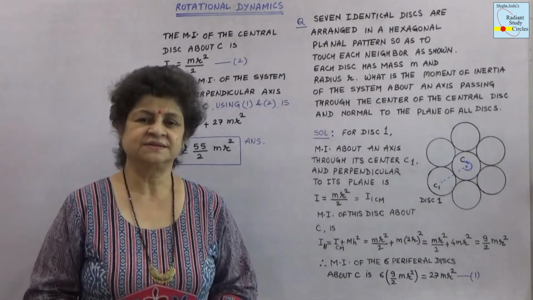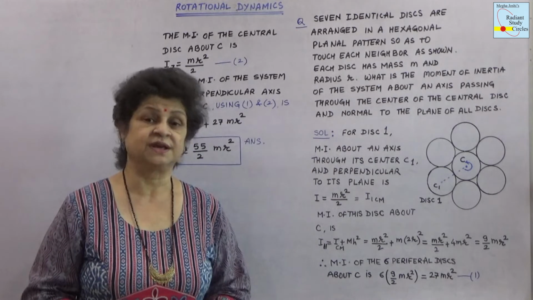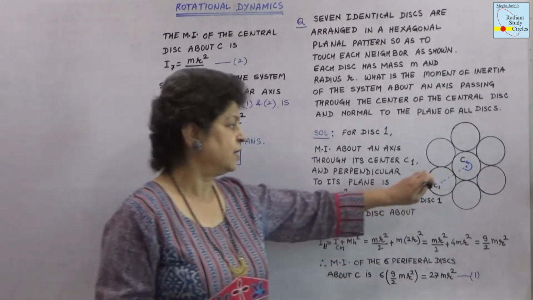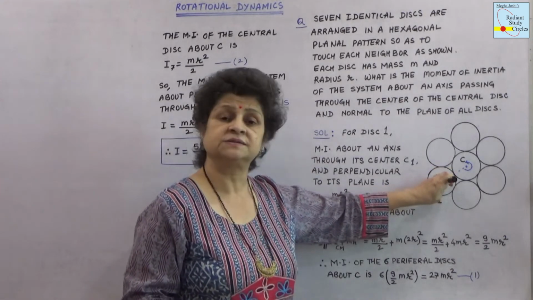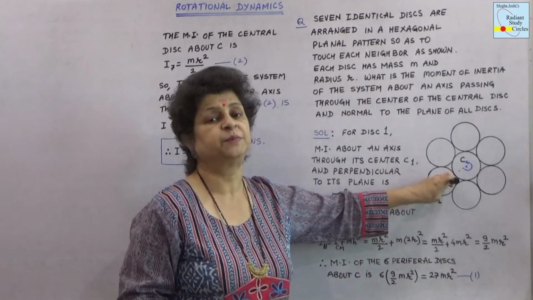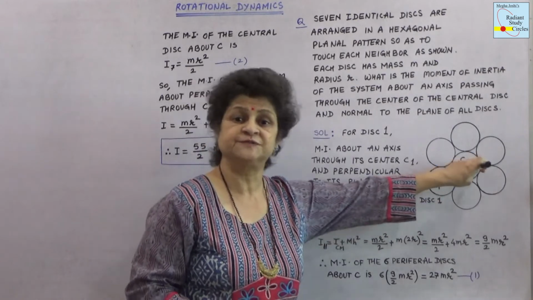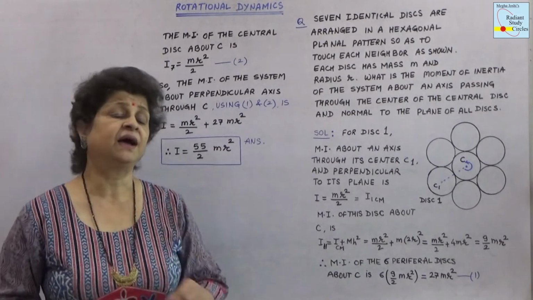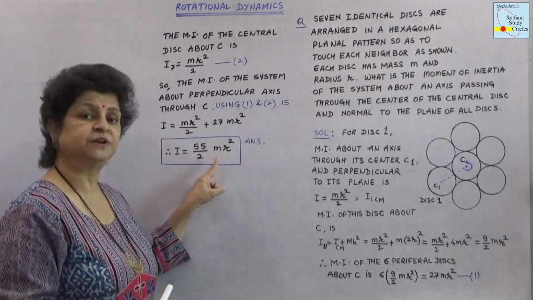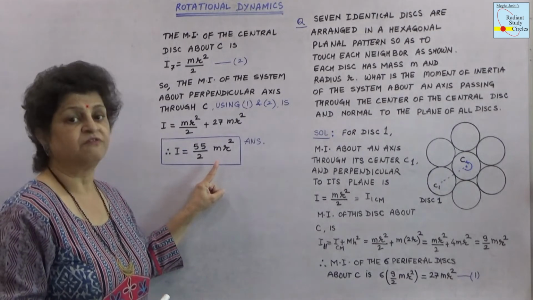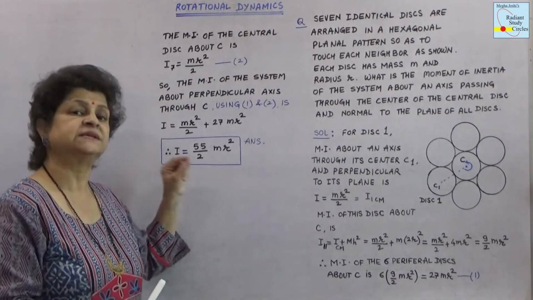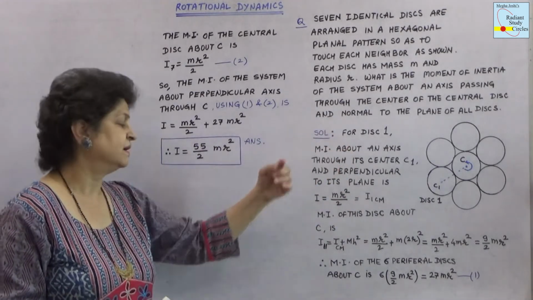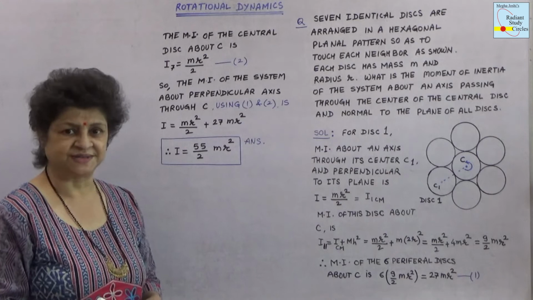Well, we can be asked some more variations of this question as well. For example, we can be asked to find the moment of inertia of this system about an axis passing through C1 and perpendicular to the plane instead of C. What will we do then? Well, the answer is we will have to find out the moment of inertia about C anyway. Why? Because C happens to be the center of mass of the entire system. And then apply the parallel axis theorem.